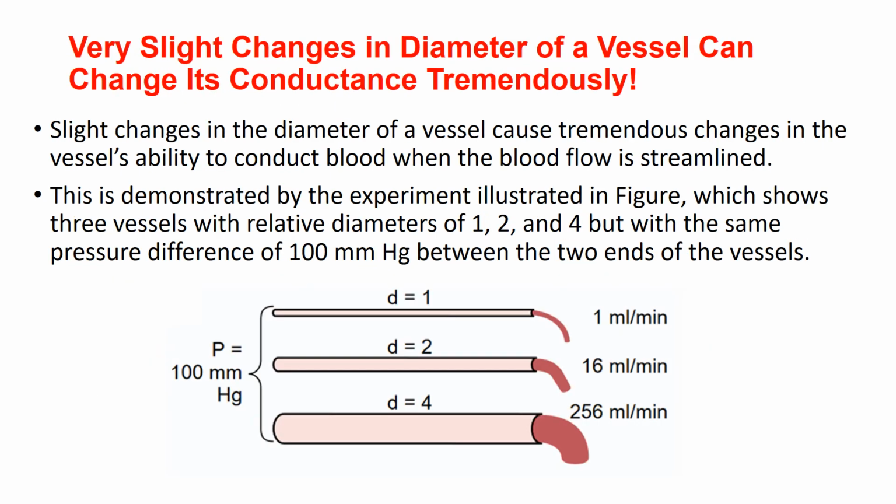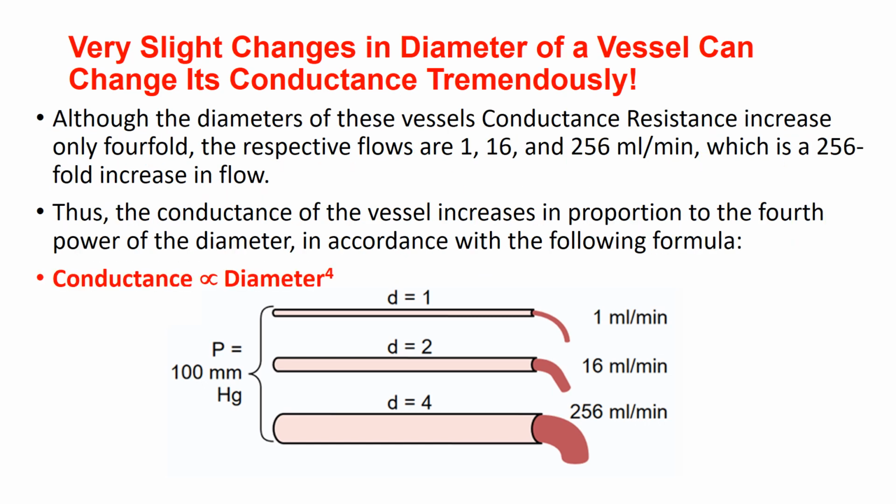Very slight changes in diameter of a vessel can change its conductance tremendously. Slight changes in the diameter of a vessel cause tremendous changes in the vessel's ability to conduct blood when the blood flow is streamlined. This is demonstrated by the experiment illustrated in the figure, which shows 3 vessels with relative diameters of 1, 2, and 4 but with the same pressure difference of 100 millimeters of mercury between the 2 ends of the vessels. Although the diameters increase only 4-fold, the respective flows are 1, 16, and 256 milliliters per minute, which is a 256-fold increase in flow.